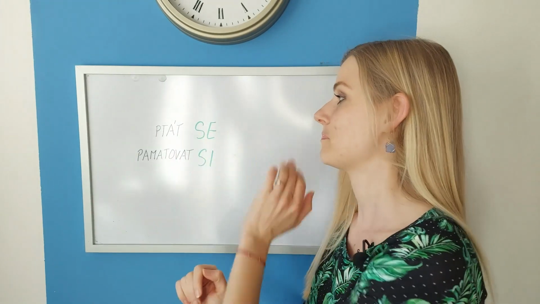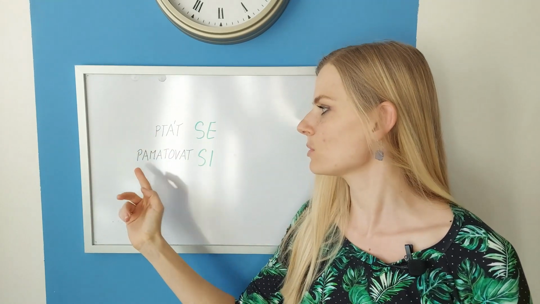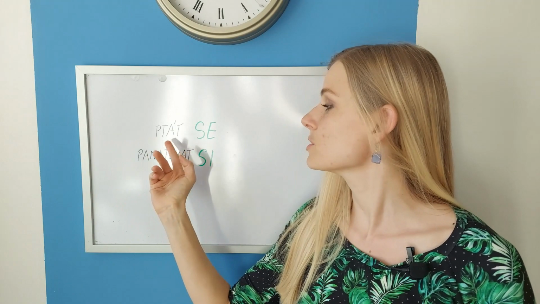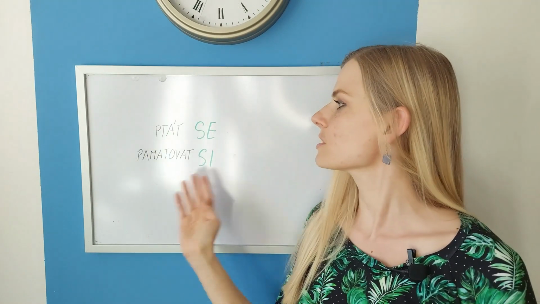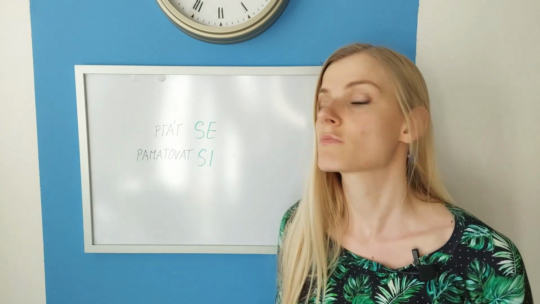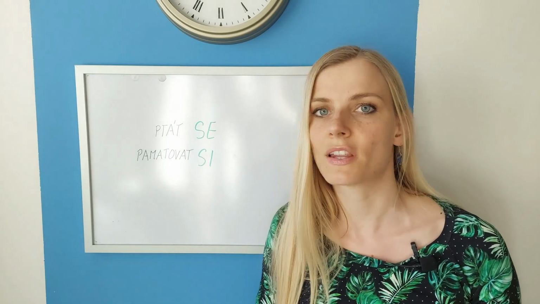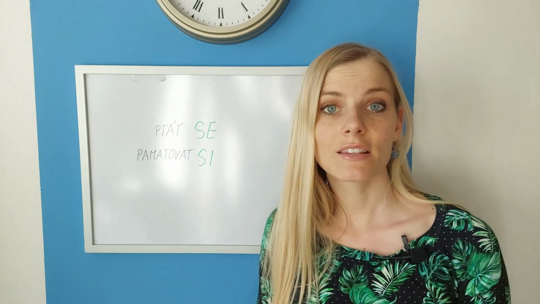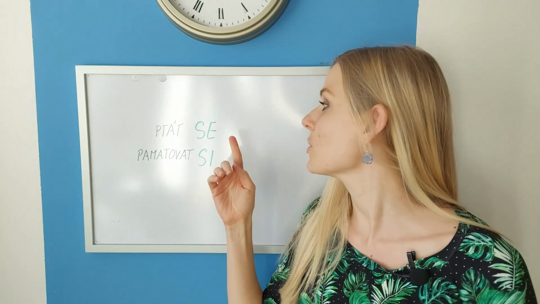A teď se podíváme na téma se a si. I wrote two verbs here, ptát se, pamatovat si. Ptát se means to ask, pamatovat si means to remember. These two verbs are reflexive verbs because se and si are the reflexive part of the verb. We call them also the reflexive pronouns. And in this video, I'm going to tell you all the information you need to know about when se and si is used. Jdeme na to.